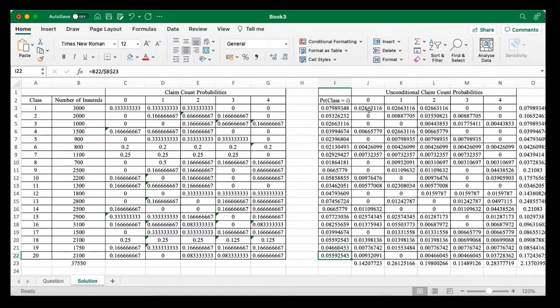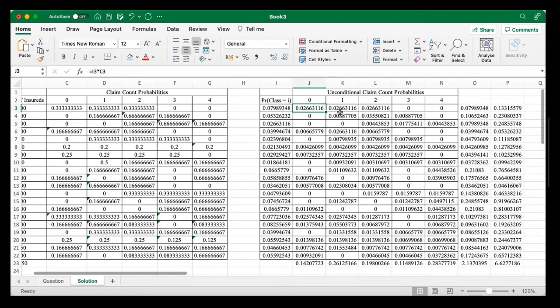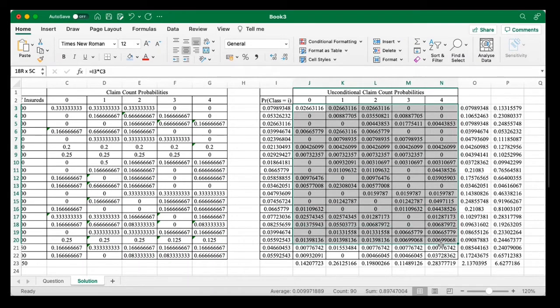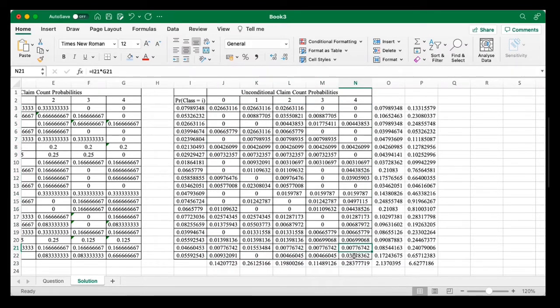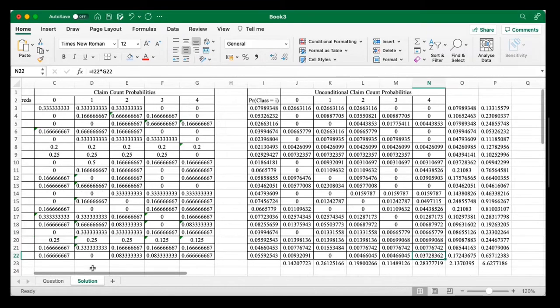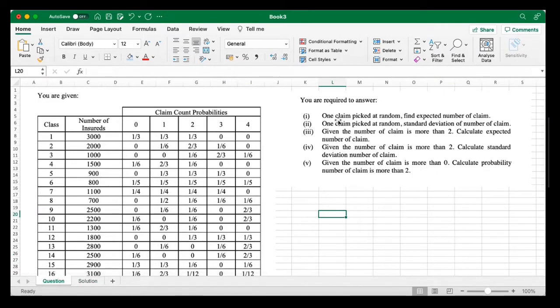Next, we multiply the probability of each class with each claim count probabilities that was given in the original data. Then we will obtain this table with the unconditional claim count probabilities that we can now use to solve the 5 sub-questions that were given just now. So the first sub-question is, one insured is picked at random, find the expected number of claims.